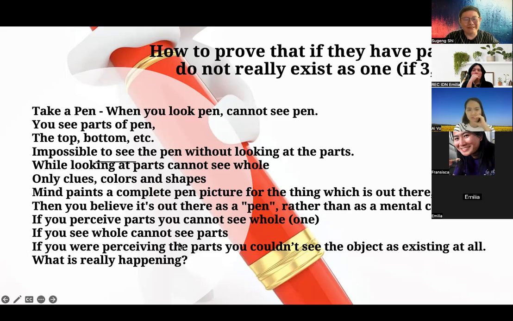If you see the pen as the pen, then you cannot see the parts. If you're perceiving the parts, you cannot say that the object exists as its own at all. So this is basically some ideas that we need to wrap around. If you can see something as parts, you cannot see it as a whole. If you see it as a whole, you shouldn't see the parts. If you see the pen as a whole, you shouldn't see the parts of the pen. So because of that, we cannot see that the pen exists really. Okay, let's go further.